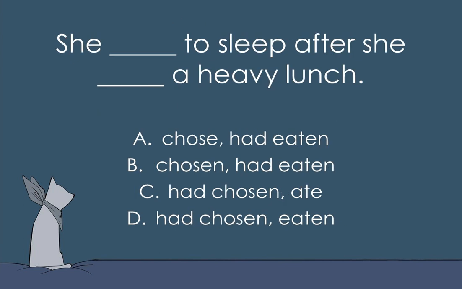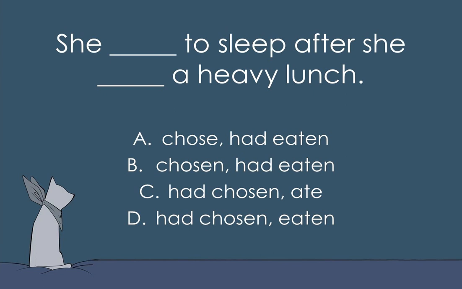2. She blanked to sleep after she blanked a heavy lunch. Because of the signal word "after," we know that the verb on the second blank happened first before the other one. Therefore, choices letter C and D are already cancelled because in these choices, the first blank has the past perfect tense of a verb.